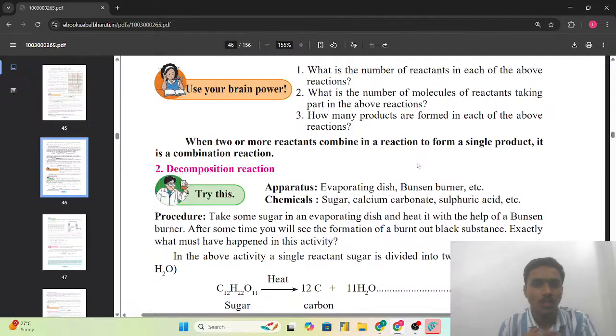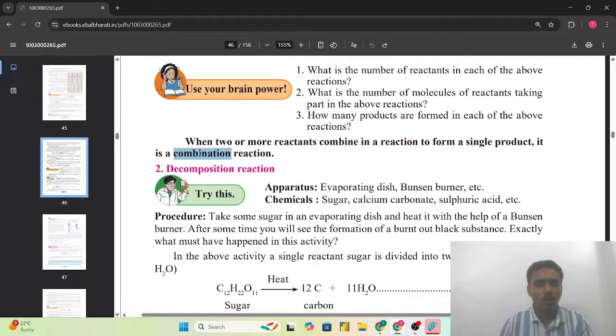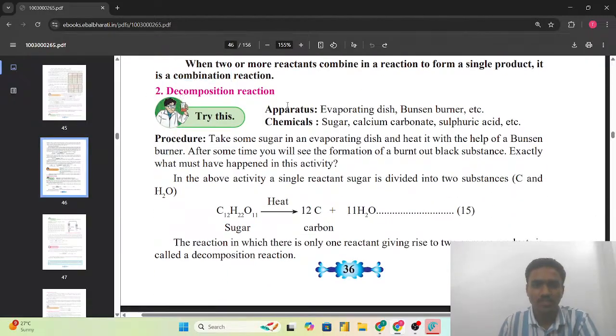So, when two or more reactants combine in a reaction to form a single product, it is a combination reaction. When two or more reactants combine and a single product is formed, then that type of reaction is called a combination reaction. From the name itself we know that combination means combine. We are combining two or more reactants to form a single product, then that type of reaction is called a combination reaction. This is clear. So next is the decomposition reaction.